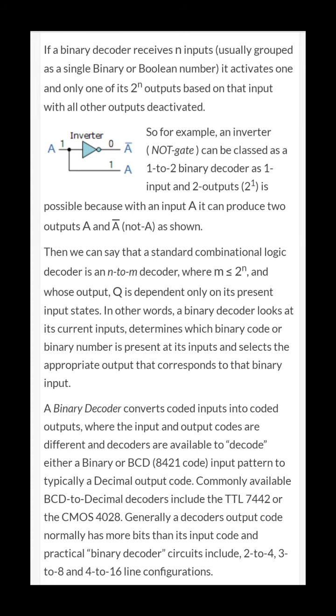If a binary decoder receives n inputs, it activates one and only one of its 2 power n outputs based on that input, with all other outputs deactivated.